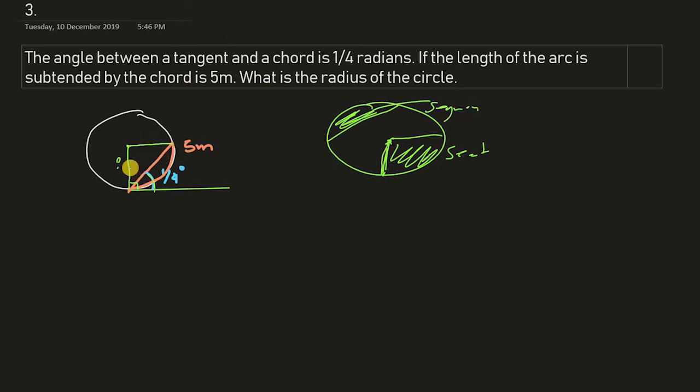Pwede kong ma-solve kung ano yung angle na ito kasi alam ko na yung buong ito is 90 degrees. So, that's basically 90 degrees minus 1/4 radian. Pero hindi ko siya pwedeng isubtract kapag hindi ko pa siya nako-convert into the same units, like degrees, radians. So basically, I will convert itong radians natin into degrees kasi mas comfortable ako working with degrees. So converting 1/4 radians into degrees, that would be equal to 1/4 times 180 over pi.